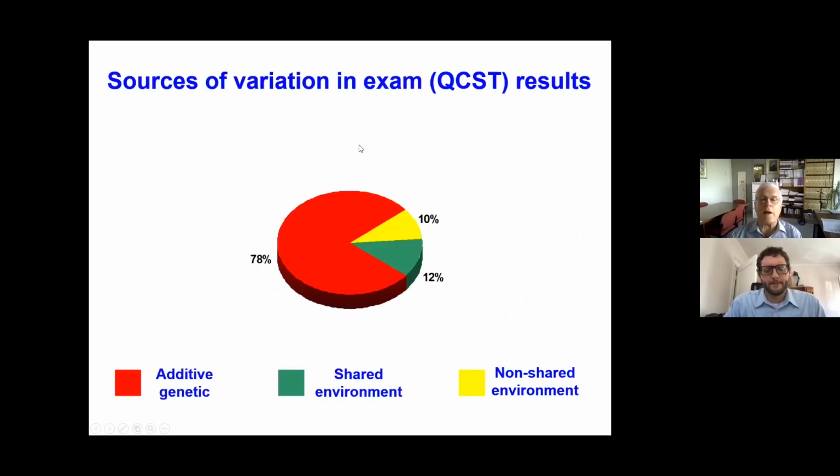And here's an example of applying this to some data we collected here in Australia on exam results, where we get results fairly typical of others, about 80% of variation genetic, about 10% due to error or non-shared environment, and 12% due to shared environment.